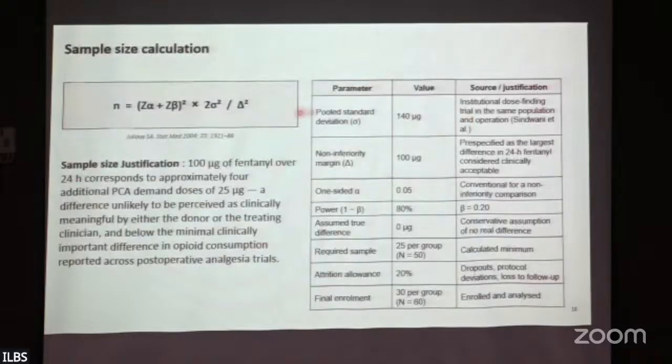Sample size was calculated using a pooled standard deviation of 140 micrograms, which was obtained from our previous study, a non-inferiority margin of 100 and a one-sided alpha of 0.05. We found a total sample size of 60 was required, and we split it into 30 per group.